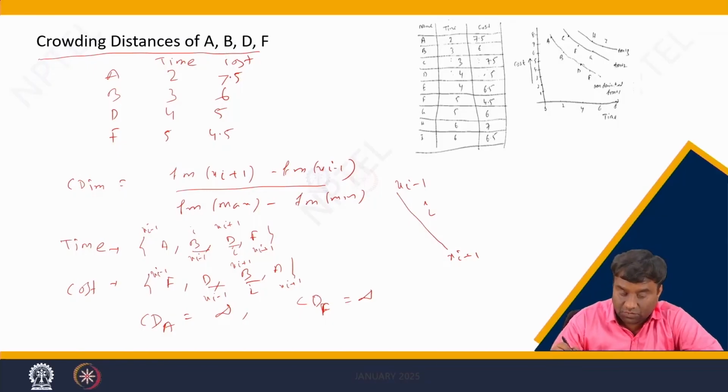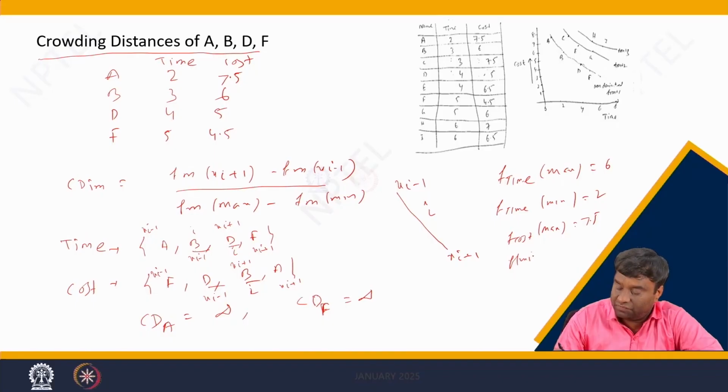If I write f1 as time, then for f time the maximum value you can write as 6, and the minimum value is 2. For cost, the maximum value you can write as 7.5 and the minimum is 4.5. So you can write f minimum for the cost function as 4.5. So that will be there.